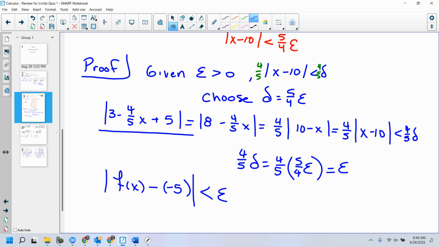Okay. Chain it together. This piece is less than this piece, because we know 4/5 delta was equal to epsilon, so we can say this whole chunk from the beginning, which is f of x minus negative 5, f of x minus L, is less than epsilon. And there's always the end of the proof.